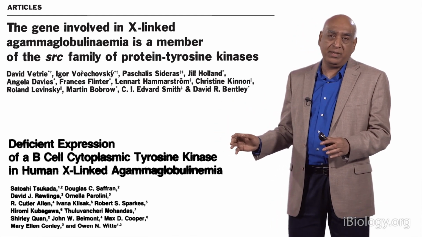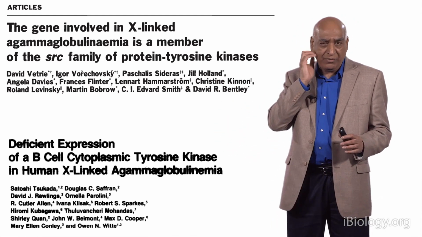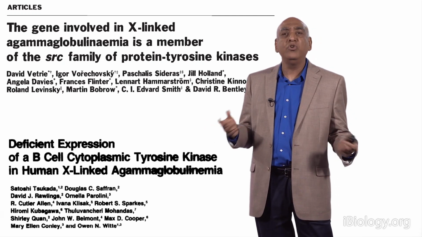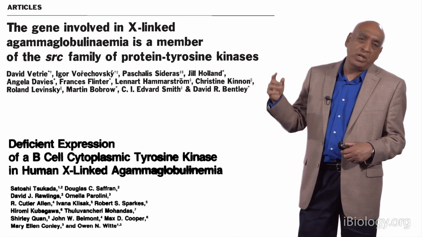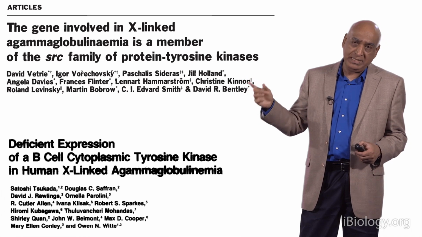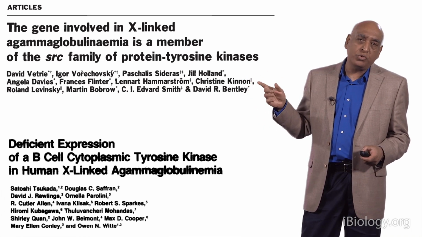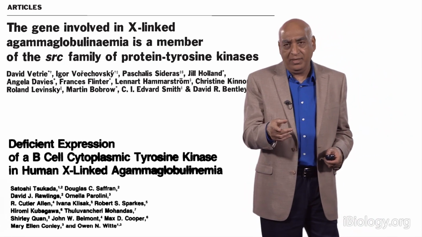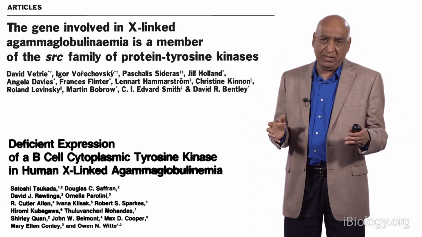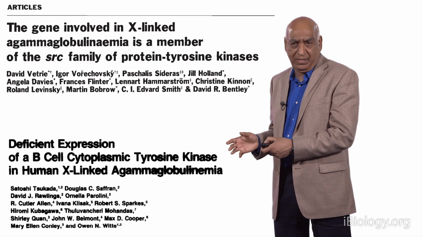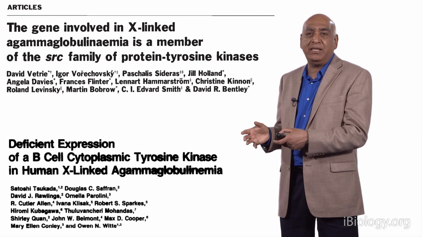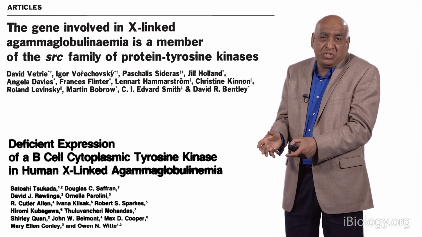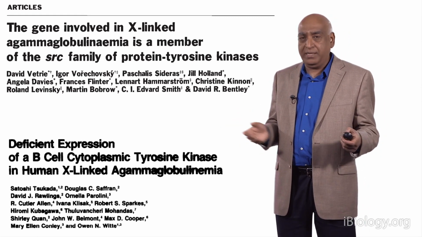Owen Witte at UCLA, using a different route, wasn't looking for the gene in X-linked agammaglobulinemia. He found a new tyrosine kinase, which also turned out to be the same kinase, BTK. So we put two and two together and said that maybe the reason why these kids get this disease is that their pre-B receptors need to signal through BTK. And in the absence of BTK, the pre-B receptor doesn't signal, the cells don't survive this checkpoint, and they end up with no B cells.